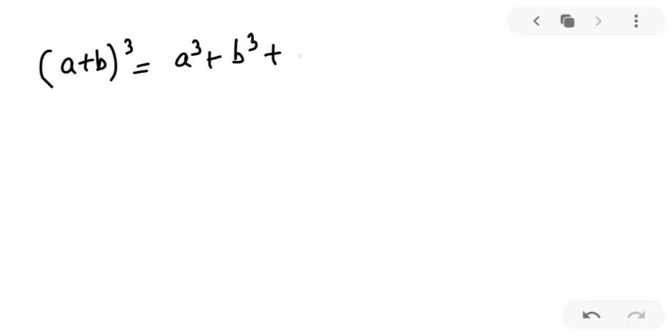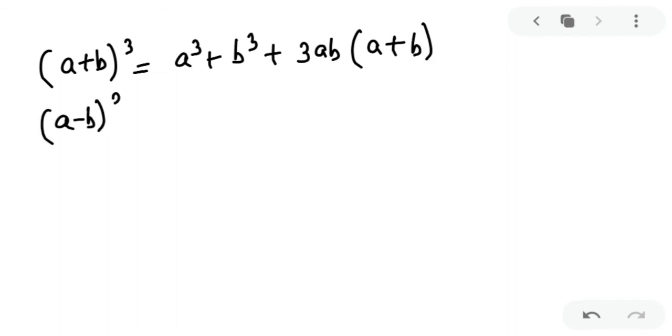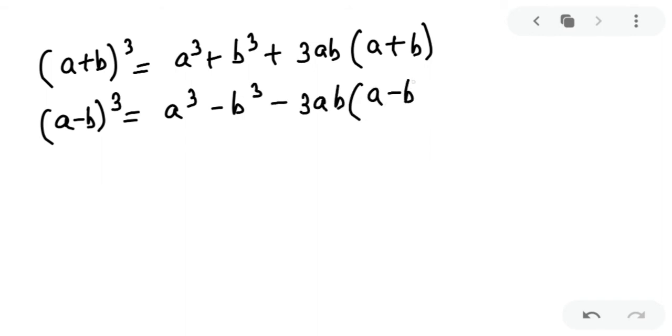Let's take with cube. (a + b)^3, my dear kids, is a^3 + b^3 + 3ab(a + b). If I want (a - b)^3, that will be a^3 - b^3 - 3ab(a - b).